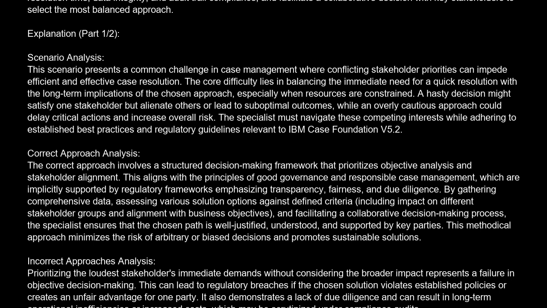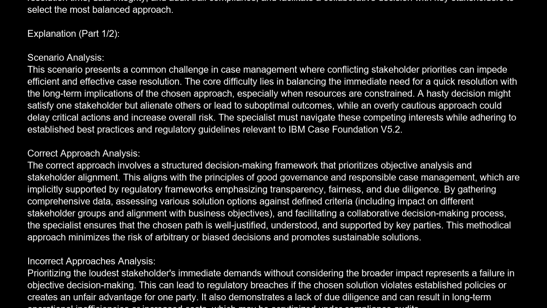2. Correct approach analysis. The correct approach involves a structured decision-making framework that prioritizes objective analysis and stakeholder alignment. This aligns with the principles of good governance and responsible case management, which are implicitly supported by regulatory frameworks emphasizing transparency, fairness, and due diligence.